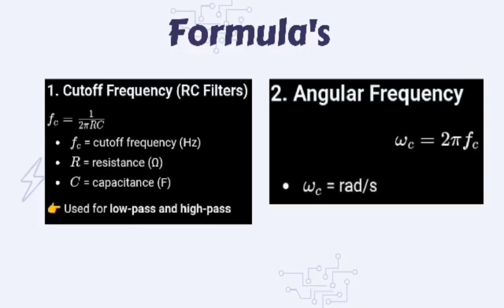This finds the frequency where an RC low pass or high pass filter starts reducing the signal. Second formula is the angular frequency. So, this converts the cutoff frequency from hertz to radians per second, so you can use it in AC circuit equations.